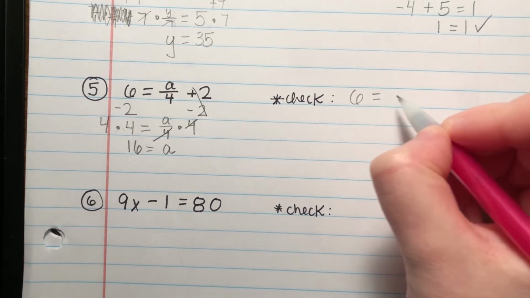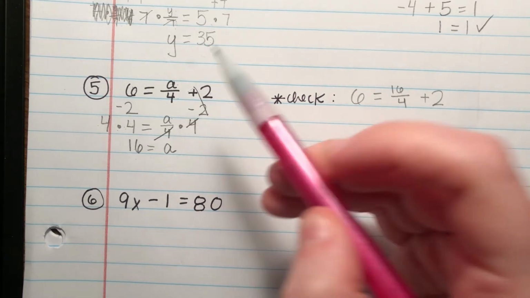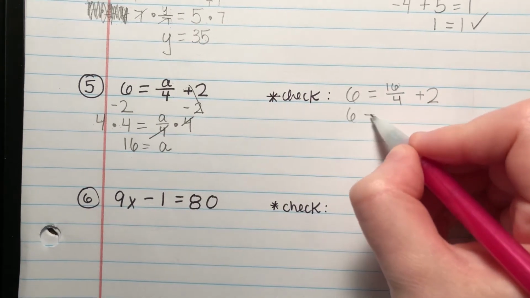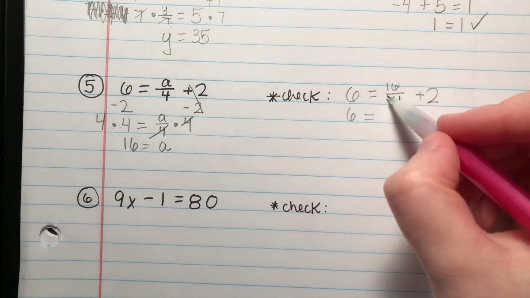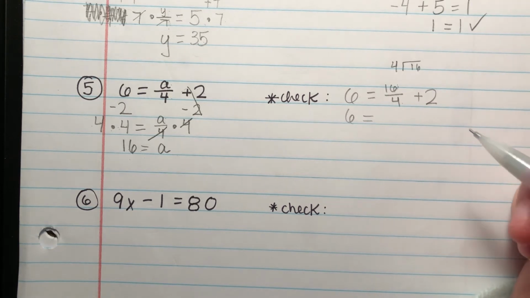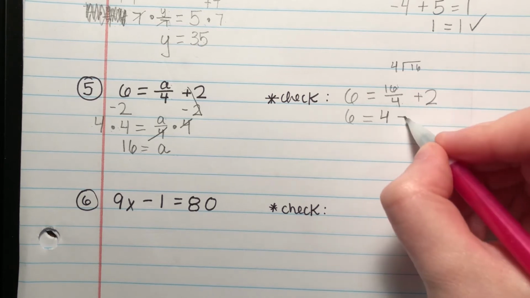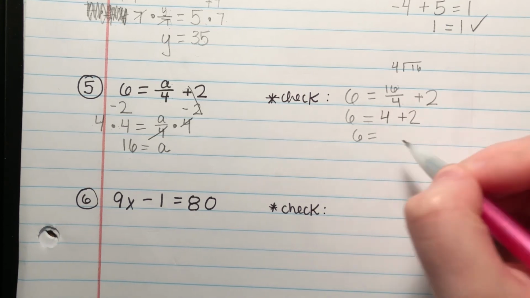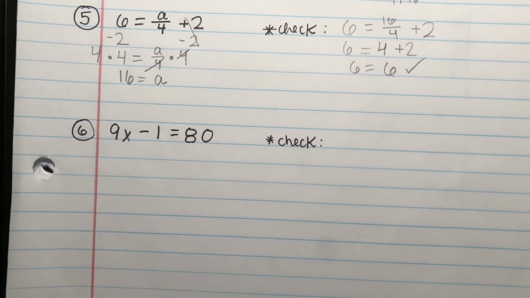We have 6 equals 16 over 4 plus 2. And I had A on top of 4 here, so my A was 16, so I put that 16 right there. So 6 equals 16 divided by 4, right? If I just rotate this clockwise, I have 4 goes into 16. It would look like that. So 16 divided by 4 is 4. And then I'm left with plus 2 over here. So 6 equals 4 plus 2 is 6. So it checks out.